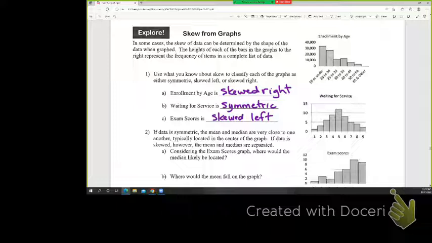So when it is symmetric, the mean and the median are going to be really close, typically somewhere right in the middle. If it's skewed, though, they're going to get separated because the mean gets pulled to one side. So if we look at these exam scores, and we're trying to figure out where the median would actually be located. It is skewed left, we've already said that. So the median is going to be kind of what's in the middle.